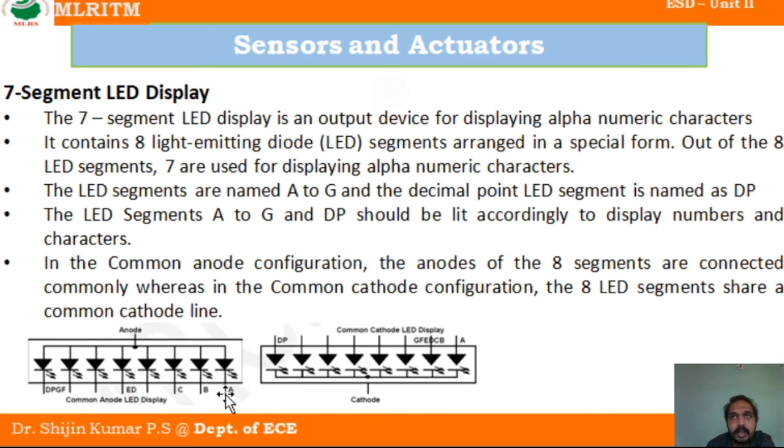Okay, here the anode needs to be connected to the positive terminal and the cathode needs to be connected to the ground. This connection to the ground will be controlled by some switches. Based on the controlling of the switches, these numbers and alphabets will be displayed.